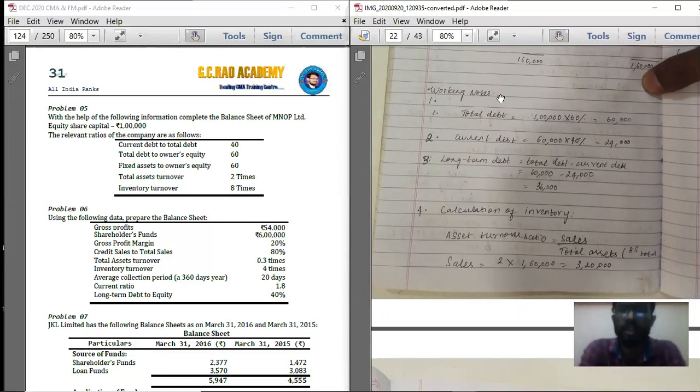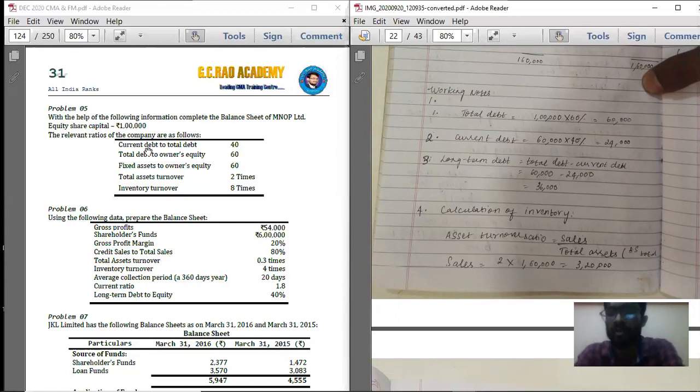Now, below working notes, point number 1. See the second ratio, that is total debt to owner's equity is 60%. Here owner's equity is 1 lakh. So 1 lakh into 60% is the total debt. What is the formula for total debt to owner's equity? Total debt divided by equity share capital into 100 is equal to 60%. So equity share capital into 60% is equal to total debt.